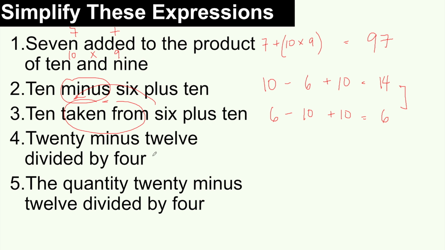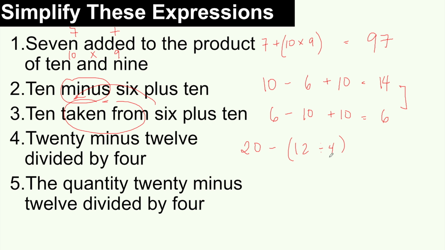Okay? Ito namang 4 and 5, magkahawig lang sila maliban doon sa "the quantity," no? So, number 4, 20 minus 12 divided by 4, that is 20 minus 12 divided by 4. And since PEMDAS rule applies, you start with this side kasi division muna bago subtraction.